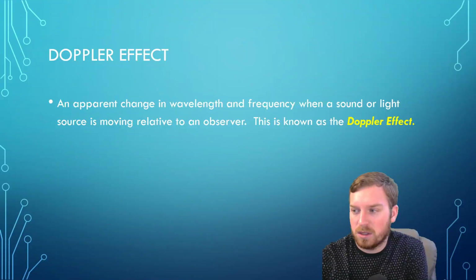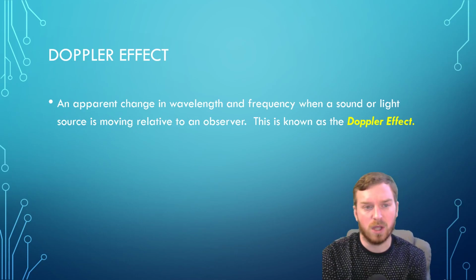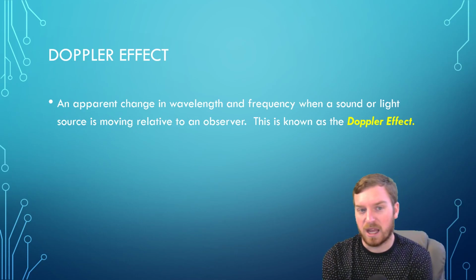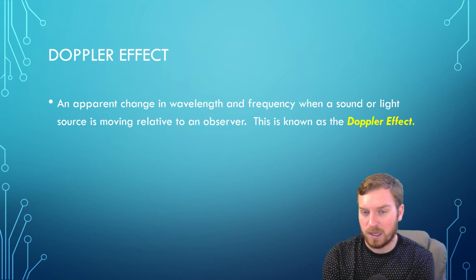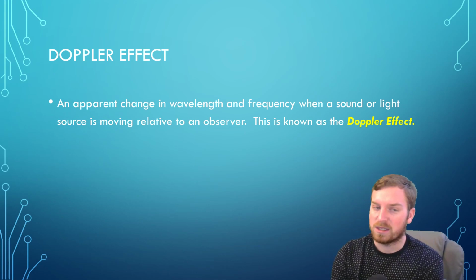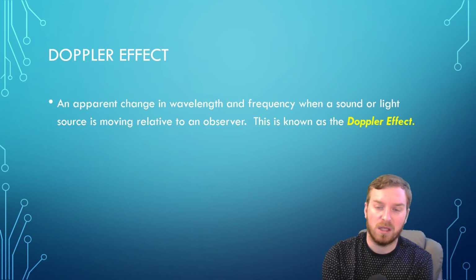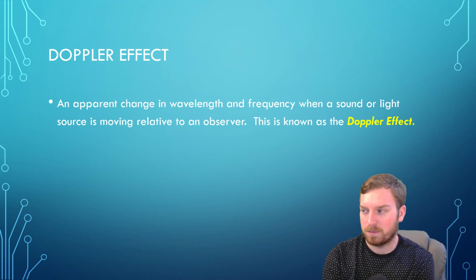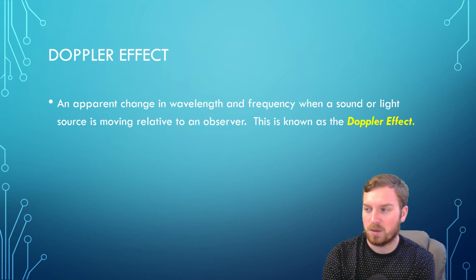And so the first thing I'm going to do with you is actually just throw a definition at you, something to write down, something to keep in mind as we move forward. So let's look at this. Bam. So the Doppler effect is an apparent change in the wavelength and frequency when a sound or a light source is moving relative to an observer. When a sound or a light source is moving relative to an observer.